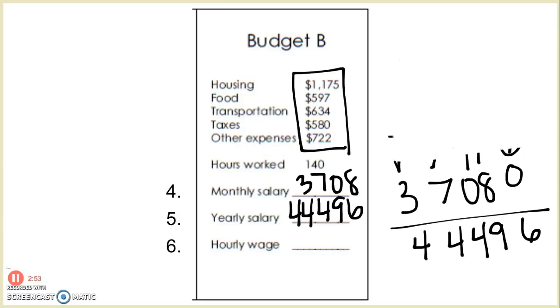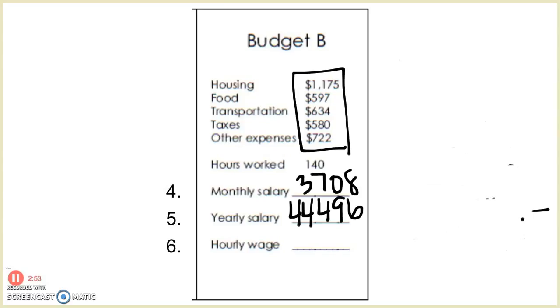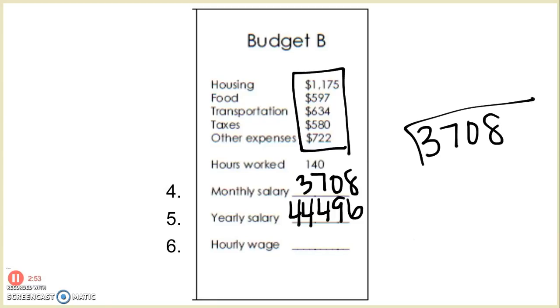Now, number 6 is asking us for the hourly wage. Look at your paper, look at your notes, and see if you can figure out how to solve for hourly wage. So we can find the hourly wage by dividing the monthly income by the number of hours worked in 1 month. Remember, our monthly income is $3,708. We're going to divide that by the number of hours worked, which is 140. Go ahead and divide 3,708 by 140 and let me know what you get. So you should have got $26.49 for your hourly wage.